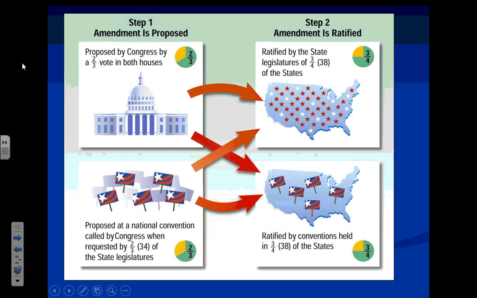So we have it. We need to understand it. We know that there are some problems with it, but I guess we just have to embrace them. It doesn't look like we're going to change them. And I don't think we're probably going to change the Electoral College.